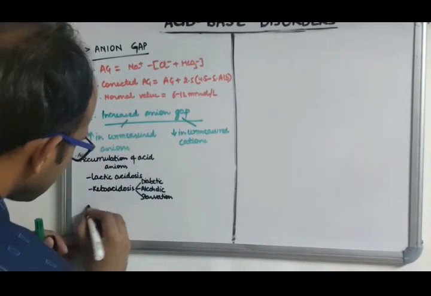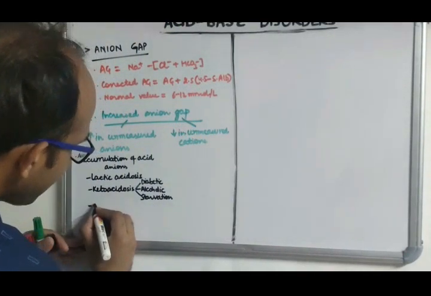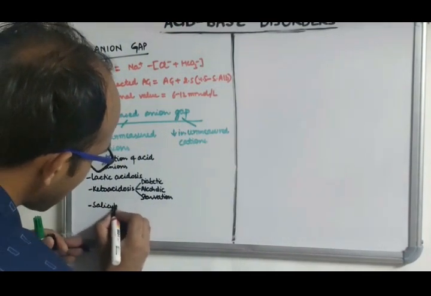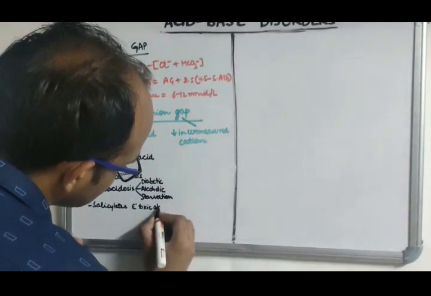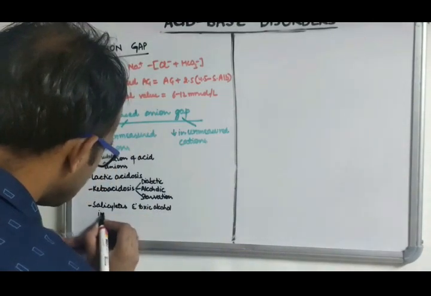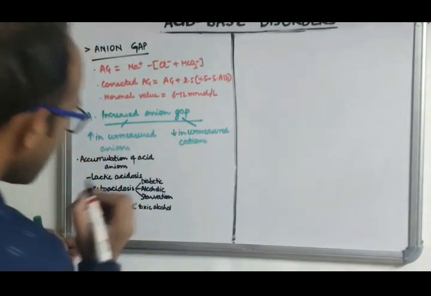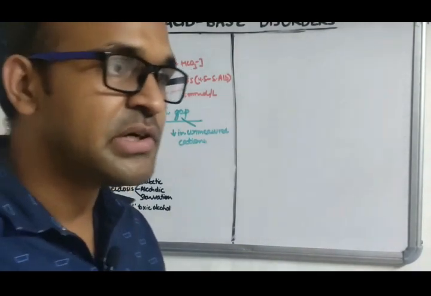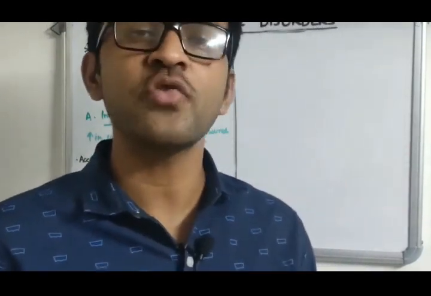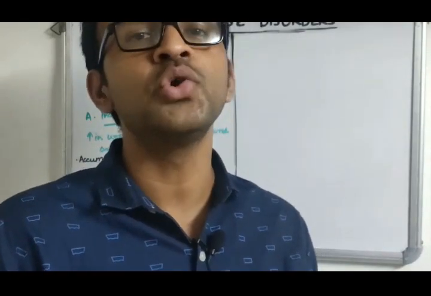So we have salicylates and toxic alcohol ingestion. Now, that is accumulation of acid anions. Another possibility could be that there is undersecretion of net acid by the kidney, which occurs in patients with advanced CKD, also called the uremic state. So there is accumulation of endogenous acid anions due to their decreased excretion by the kidney.